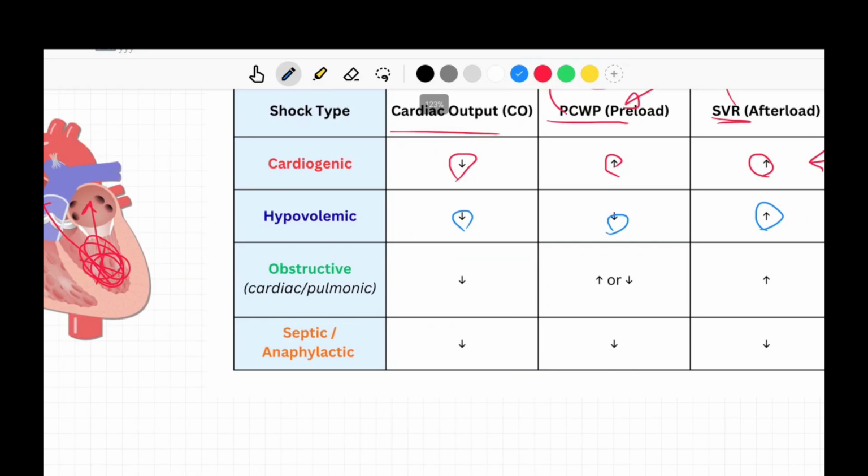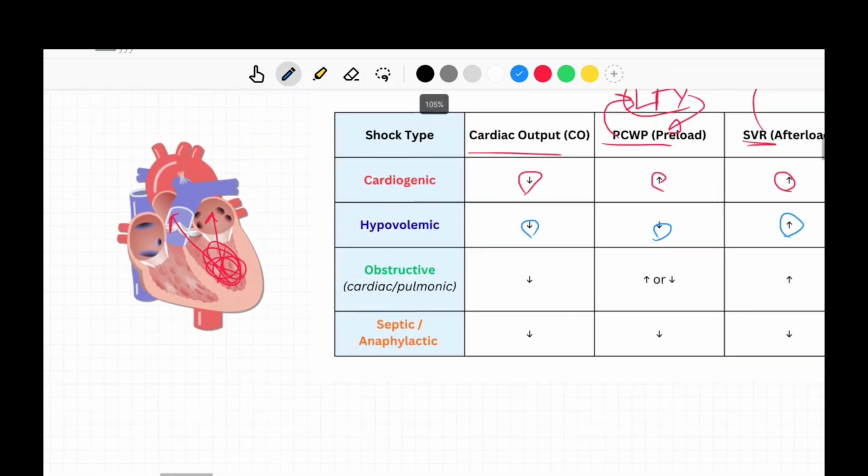And also we will have an increase in systemic vascular resistance by the same mechanism as in cardiogenic shock, okay? Third thing is obstructive shock. Okay, in obstructive shock we have two main categories. It can be cardiac or it can be pulmonary. For cardiac cases like cardiac tamponade, we have fluid and blood around the heart. Our heart cannot pump easily. We cannot send enough blood to systemic circulation, so we will have a decreased cardiac output.